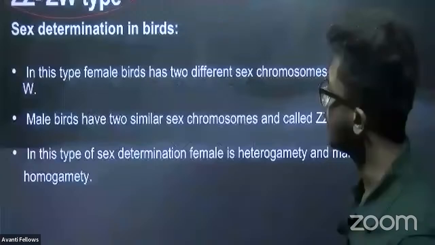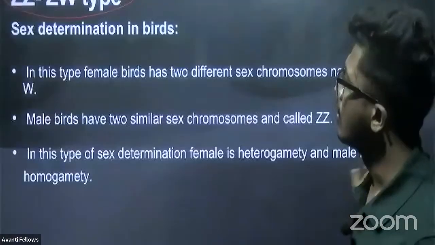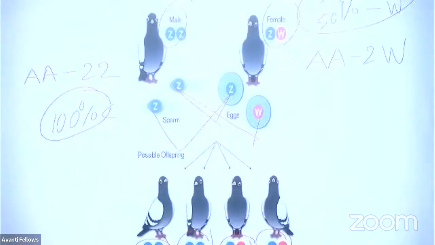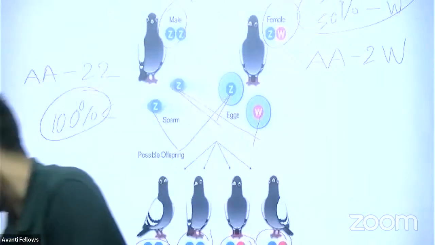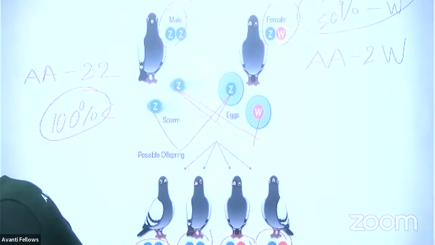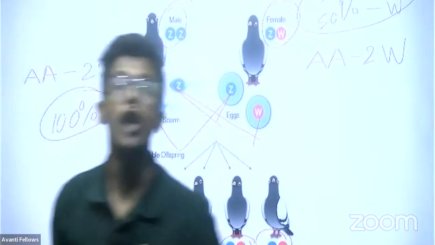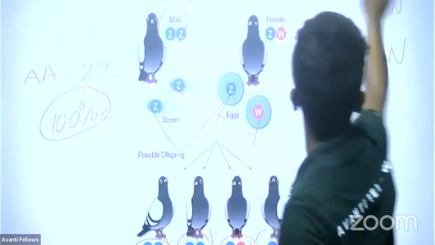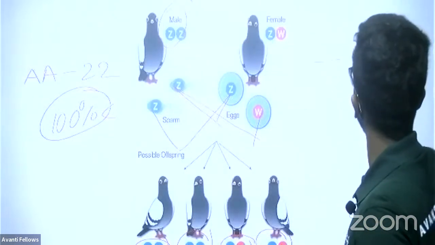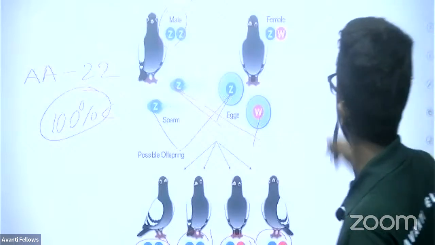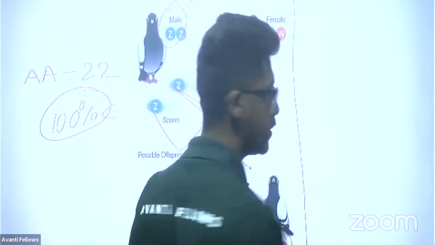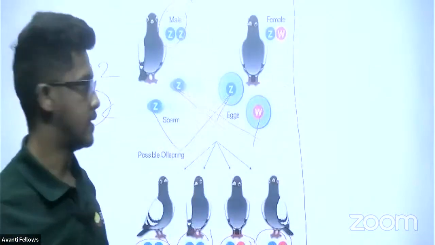Now what happens? There is one more type of inheritance, that is the chromosomal number based inheritance. So in chromosomal number based inheritance, what do we have? This is a very unique sex determination based on the number of chromosomes. We call it haplodiplontic sex determination. So I'll just write it here. The slide is missing. I'm sorry about it, but we can understand.